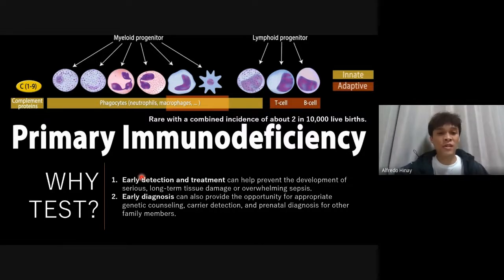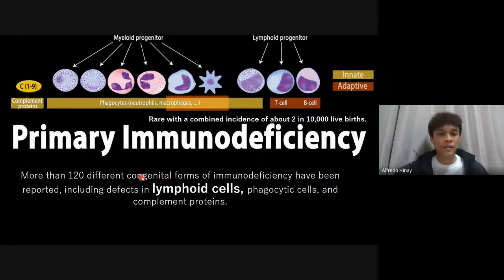So first, of course, early detection and treatment can help prevent the development of serious long-term tissue damage or overwhelming sepsis. Then second is early diagnosis. Kung hindi natin sila ma-detect at birth, then pwede natin silang ma-diagnose as early as possible. So more than 120 class. Can you imagine, there are more than 120 different congenital forms of immunodeficiency.